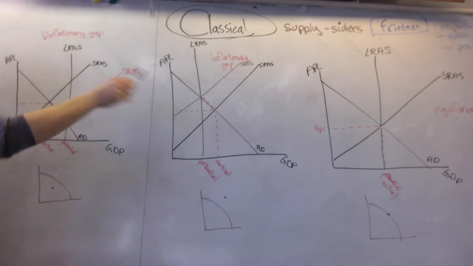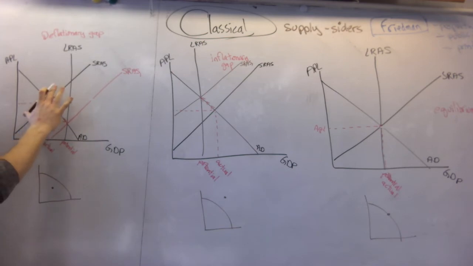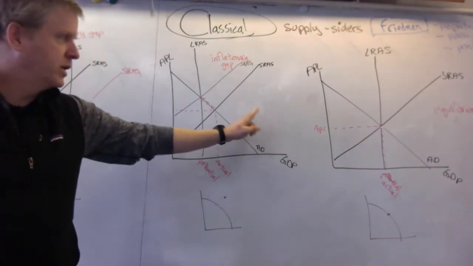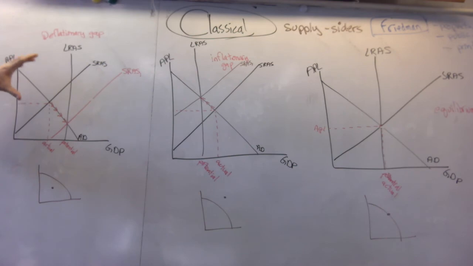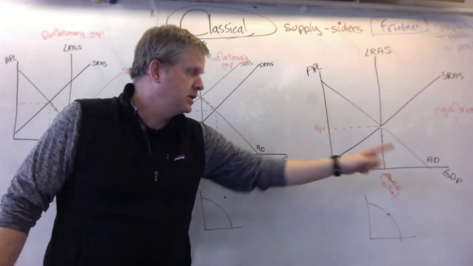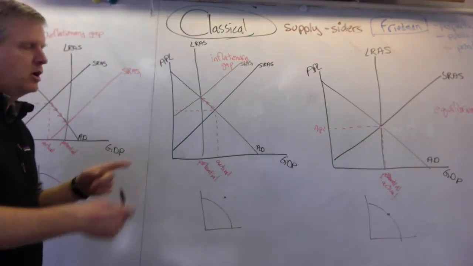The supply sider believes we're always going to be on the long-run aggregate supply curve. The only time that we're not, don't worry about it, because we're coming back to it. The supply sider believes that in the long run, we're always going to end up here. If we're here or here, market forces are going to push us back to here. We're always going to be at potential output. The economy is always going to be working at peak efficiency in the long run.